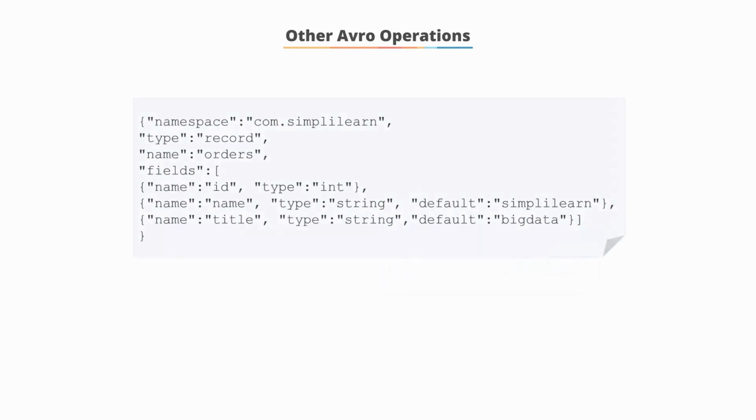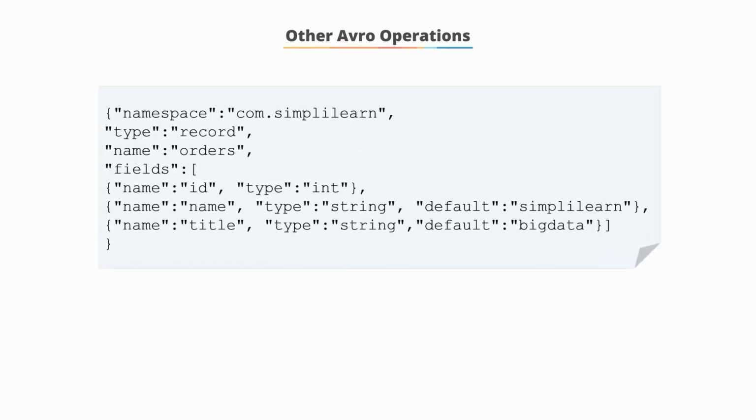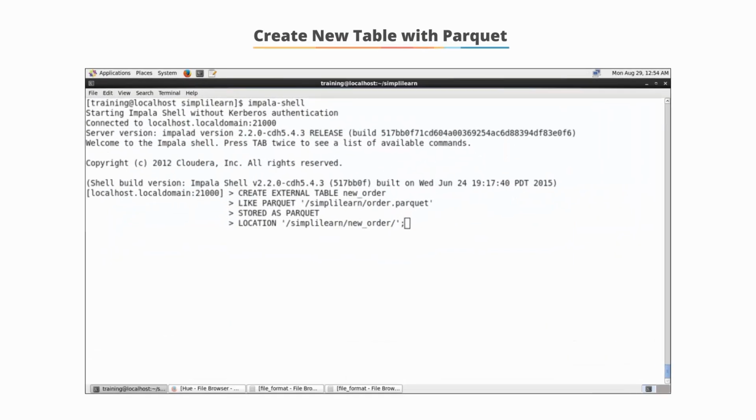Avro also supports setting a default value in a schema as shown in the example. In this case, the name field has a default value of Simplilearn, and the title has a default value of Big Data. Creating a new table with Parquet. You can create a new table in Hive and store it in the Parquet format. In this example, a new table and a new order is being created to access existing Parquet format data.